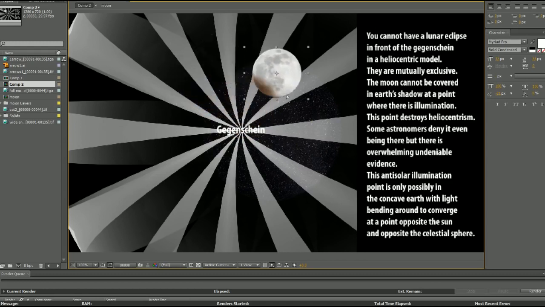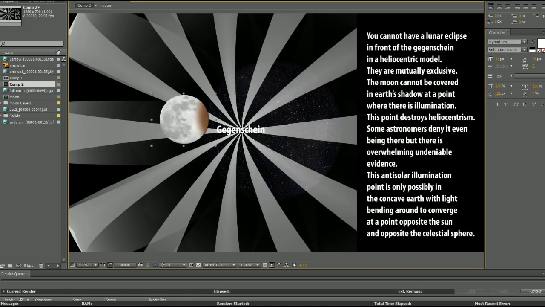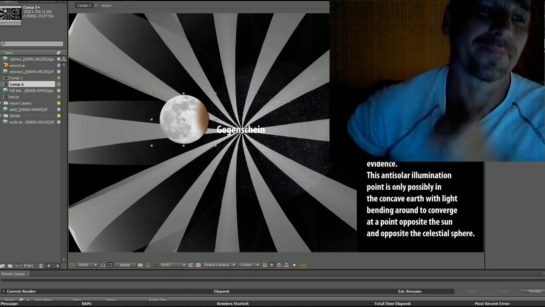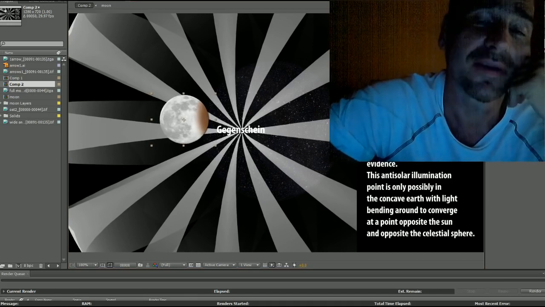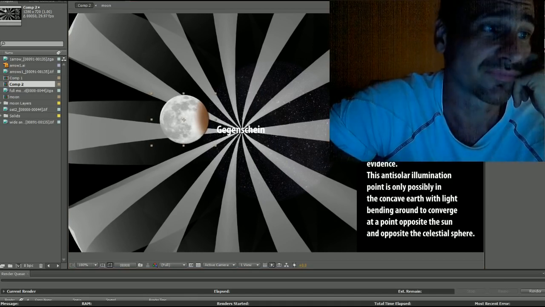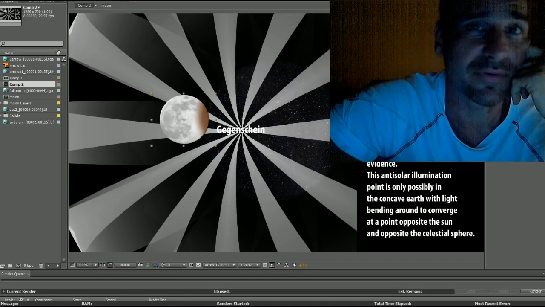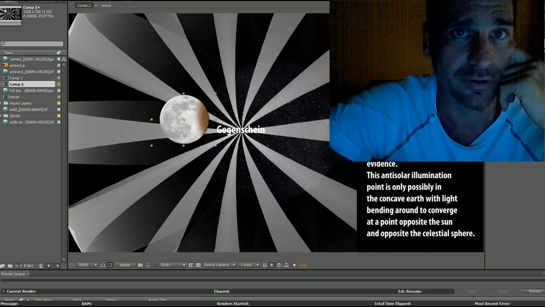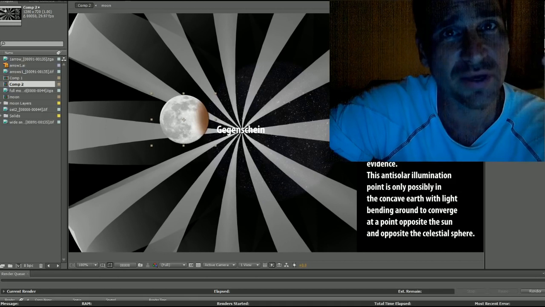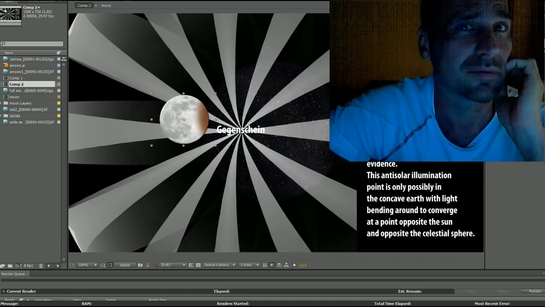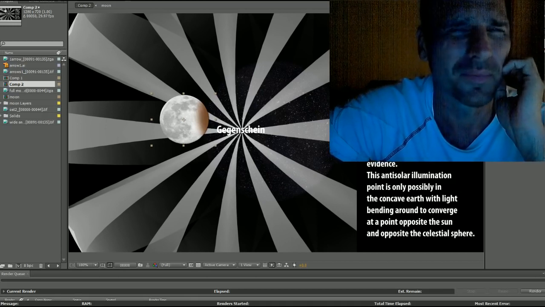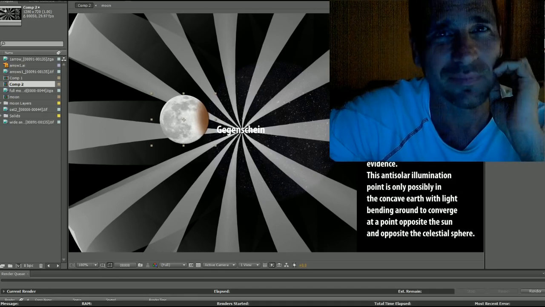But that's why, with the lunar eclipse, a lot of people, when they initially try to refute concave Earth, will say, well, how do you explain lunar eclipses? Well, now we can turn that around, concavers. How do you explain the Gegenschein? How can the moon be eclipsed right in the exact area where there is illumination? I'm sure you've got an answer for that. What is your answer? You've got to pull something out of your ass, don't you?